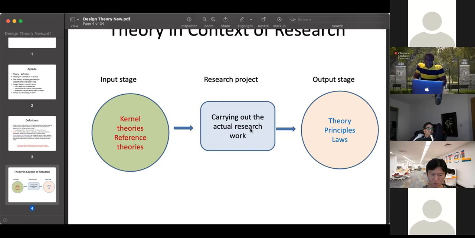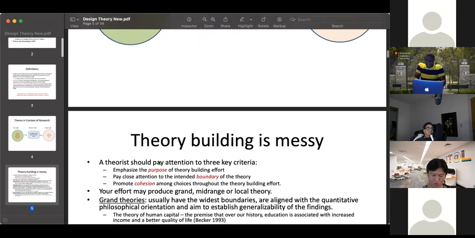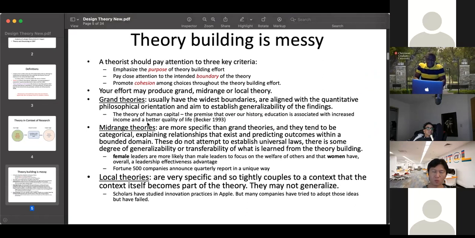So this is all about kernel theories and how they inform what they're doing. Theory building is messy, they said. A theory should pay attention to three key criteria: the purpose of the theory building, the boundary of the theory, and promoting cohesion among the choices throughout the building effort. The purpose: why are you building the theory? What aspect of the phenomenon do you really want to understand better, to provide a better explanation of what is going on there? That defines the purpose. What's the boundary? What's the scope of the theory you are building?